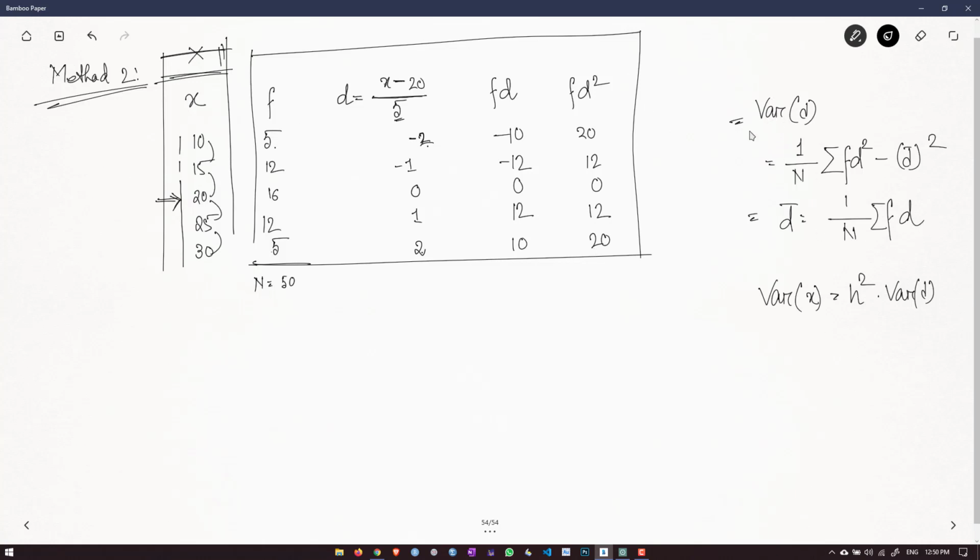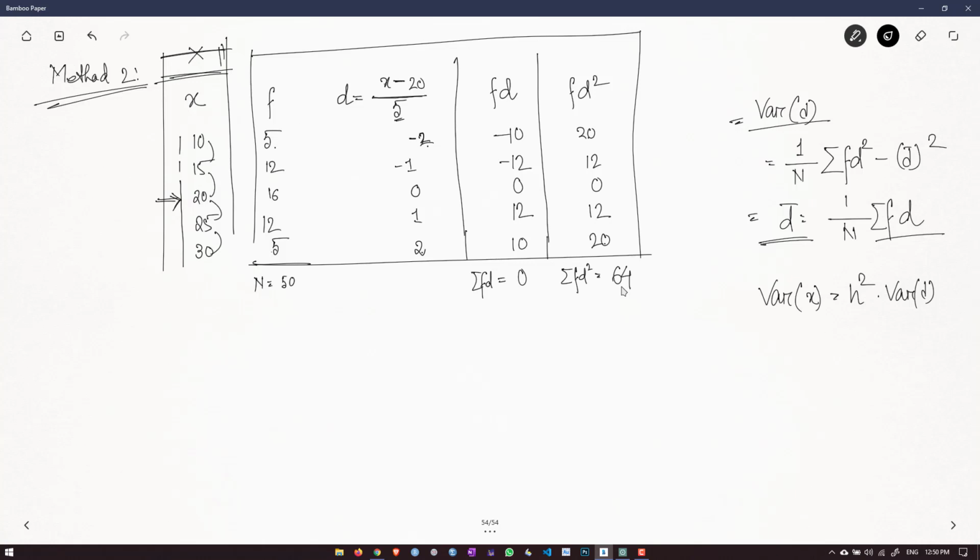Now to calculate variance of d and d bar, we need summation fd. Summation fd is the total of this column. What will be the total of this column? 10 minus 10, 12 minus 12, so this is 0. That means summation fd is 0. Now what is summation fd square? This is 20 plus 20, 40, 40 plus 24 is 64. So we got summation fd square equal to 64.